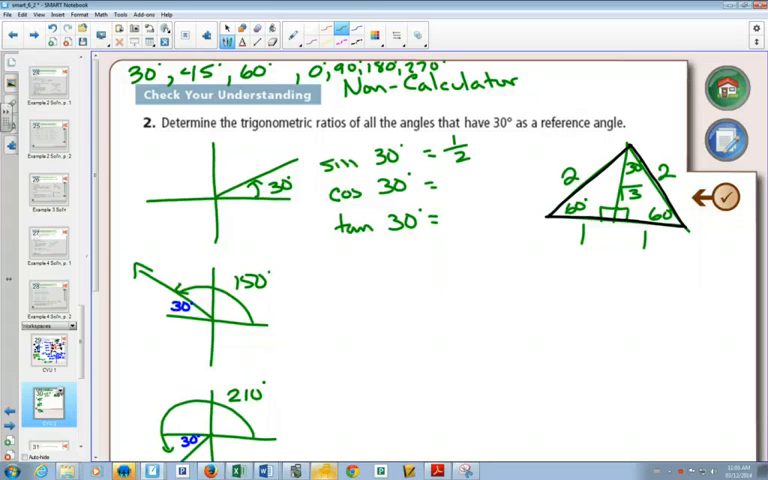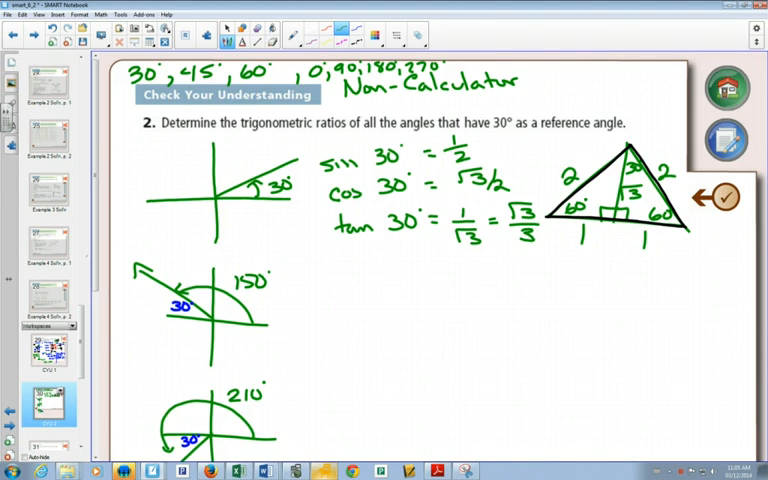Cos of 30 is adjacent over hypotenuse. I'll get that to be √3/2. And tan of 30 is opposite over adjacent, which is 1/√3, which when you rationalize the denominator, you get √3/3. So those are the ones for 30.